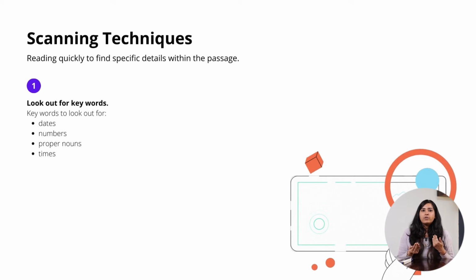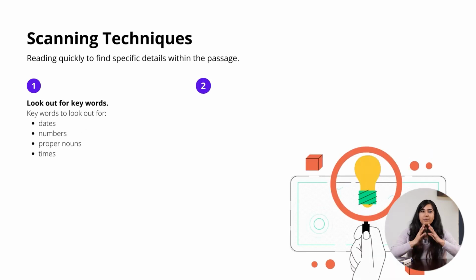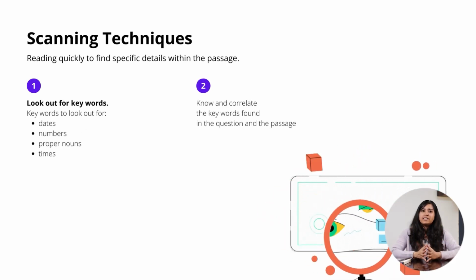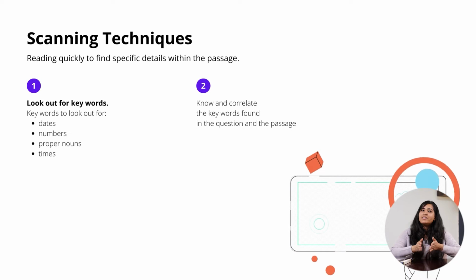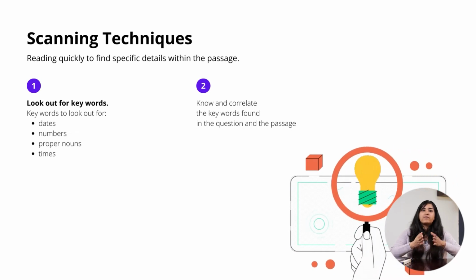So, when you're going through the paper, it's advised that you read the questions first before going through the passage. Now you will also glance through and get an idea of what you have to find in the passage. There may be many keywords that are repeated, so you'll have to know, understand, and correlate the keywords found in the question and in the passage.